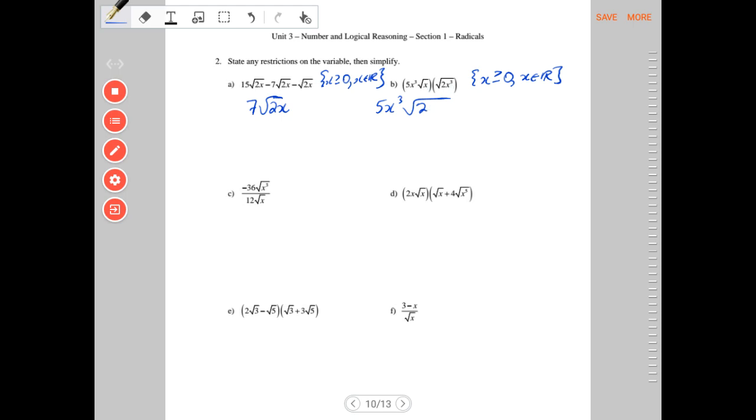X times x cubed is x to the 4th, because again, we add the exponents. X is x to the 1st, okay? Times x to the 3rd would make x to the 4th. Now, that does give us a perfect square under the root sign, so the square root of x to the 4th is x squared. So 5x cubed times x squared, and again, the 2 is not a perfect square, so it stays under the root sign, and that gives us 5x to the 5th root 2, because again, multiplying x cubed by x squared, we add the exponents.